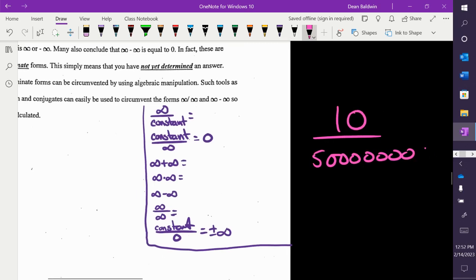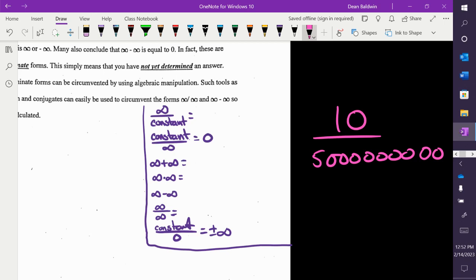do that on your calculator. You're going to get 0.00000000. And then you divide by an even bigger number, 0.00000. It's just going to get closer and closer to 0. So we say any constant, doesn't matter how big the constant is, if you divide by infinity, you're going to get 0. Okay?